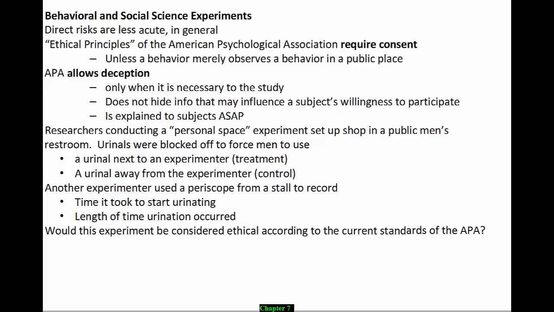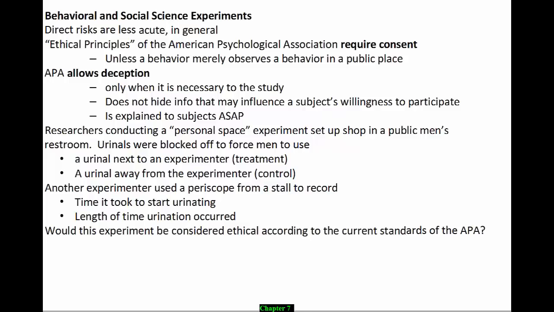I don't think so anymore. Even though men, in general, are less likely to feel a violation of privacy in such an experiment, I would imagine, I don't think this would meet the ethical guidelines of the American Psychological Association today.